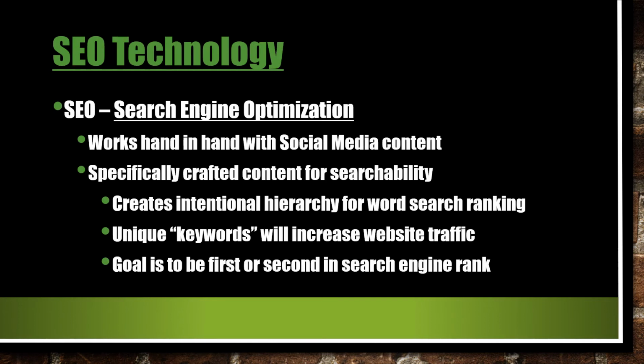Search engine optimization works hand in hand with the social media content, specifically crafted content for searchability. So guys, if you're doing outdoor kitchens and you're putting it on Instagram, hashtag the heck out of it. If you're putting it on YouTube, use the keywords. Learn about each platform and what gets your content out there. Create intentional hierarchy for word search ranking. Use the keywords that increase your website traffic, and the goal is to be first or second in the search engine rank. Guys, do that.